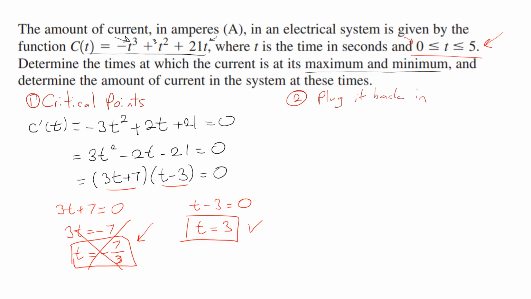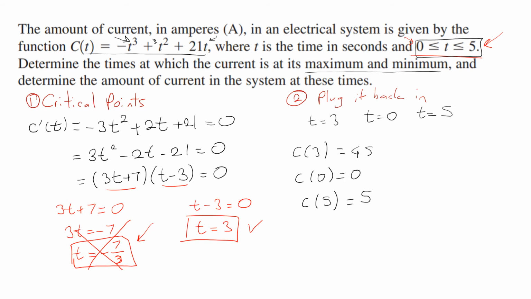Now, as a second step, all I need to do is take these critical points and plug them back into my original equation. So my critical point I got is t equals 3, but I also need to consider my endpoints. So my endpoints are t equals 0 as well as t equals 5. So all I need to do now is plug in 3, 0, and 5. So the values I get are 45, 0, and 40.